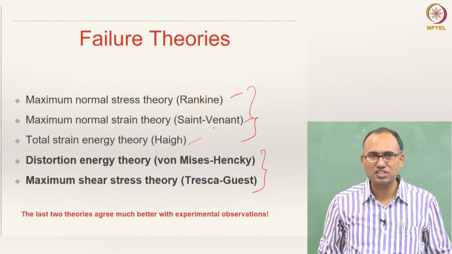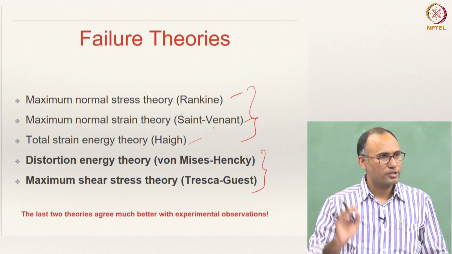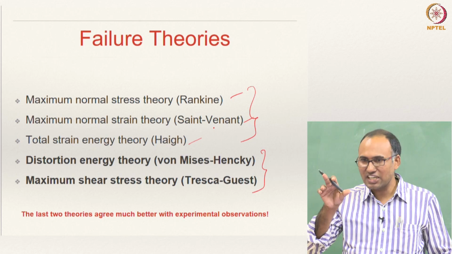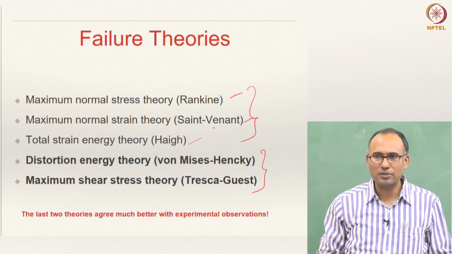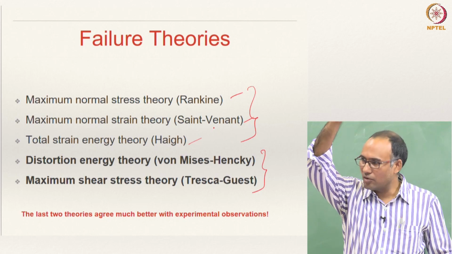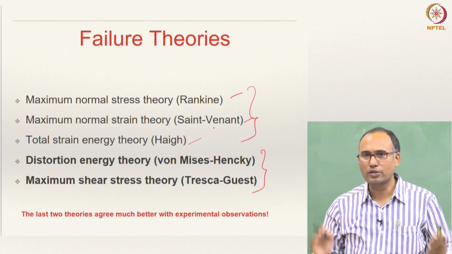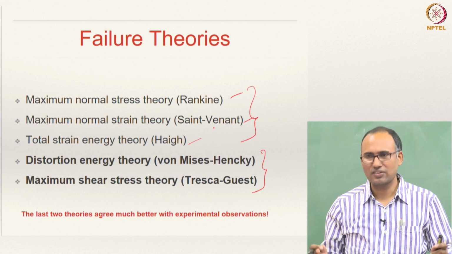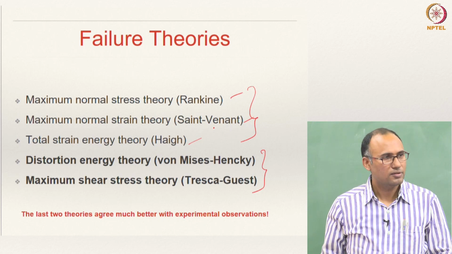Similarly, total strain energy theory. So, you measure the strain energy in the material. When the strain energy is equal to the yield strain energy, that means the area under the stress strain curve up to the yield point, that is when the failure happens. That makes sense to some extent, right.